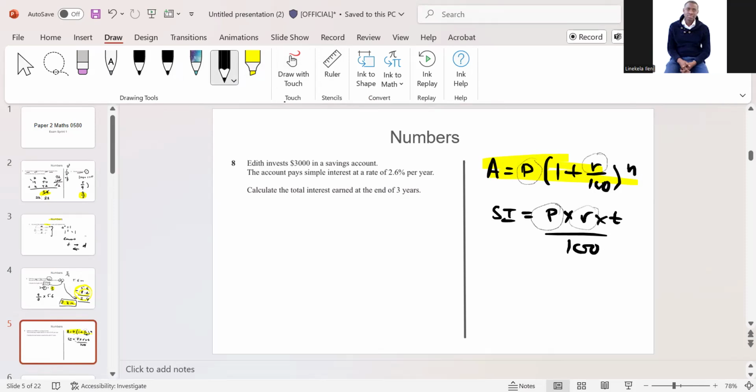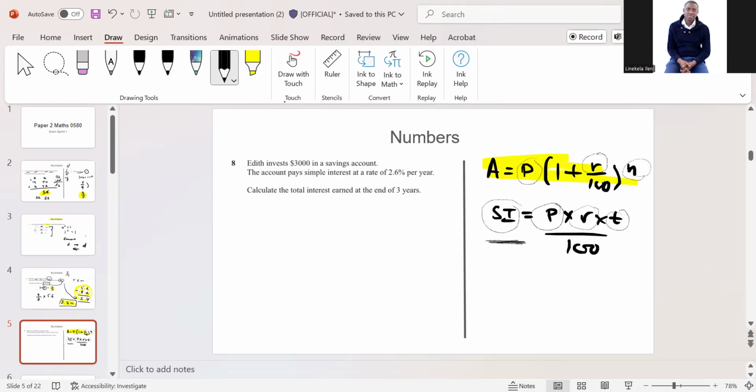The R in this one is also the rate. And the N is the time. And the T here in this case for simple interest is the time. What is important to remember here is that for simple interest, this is only when you are calculating the interest.